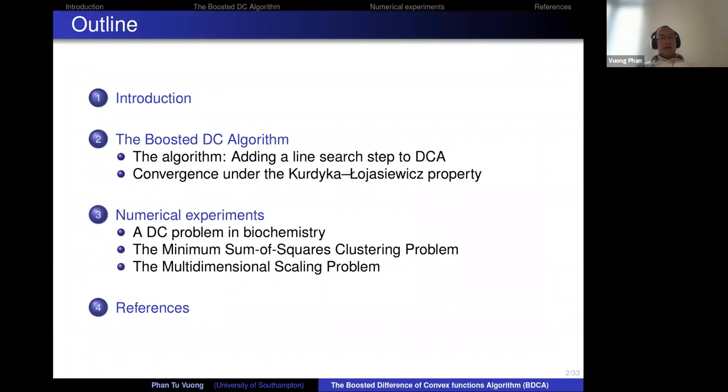So here's the outline of the talk. After a short introduction, I will go to the boosted DC algorithm, which we denote by BDCA. The key idea is to add a line search step to the classical DC algorithm. And then we will talk about the convergence and convergence rate under the KL properties. And then in section 3, I will present some numerical experiments. Firstly, the DC problem in biochemistry, where we started the story, and then 2 more applications in machine learning.